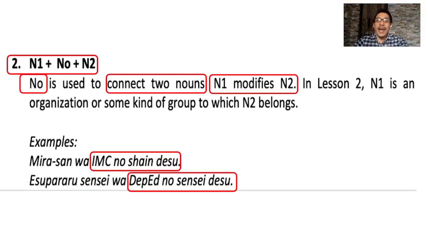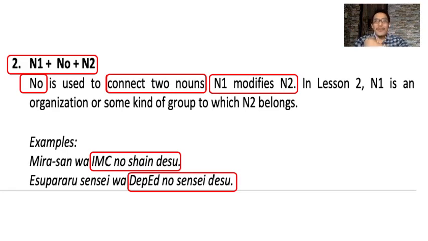Let's move on to the second pattern, noun 1 plus no plus noun 2. Okay, so no is used to connect two nouns. Noun 1 modifies noun 2. In lesson 2, noun 1 is an organization or some kind of group to which noun 2 belongs. So example, Mira-san wa IMC no shain desu. Okay, so the first noun here is IMC. Okay, the second noun is shain. So which means that Mira-san is an employee or is a shain in the IMC, or an IMC employee.